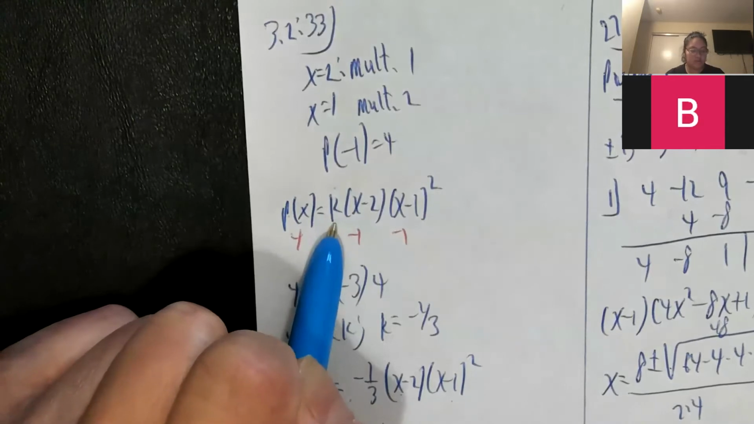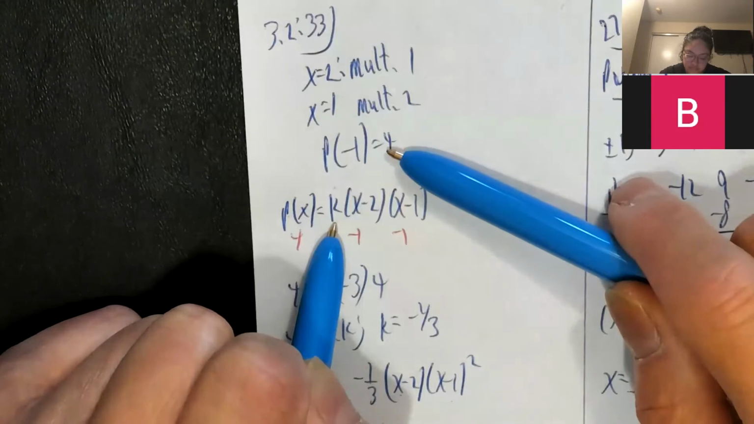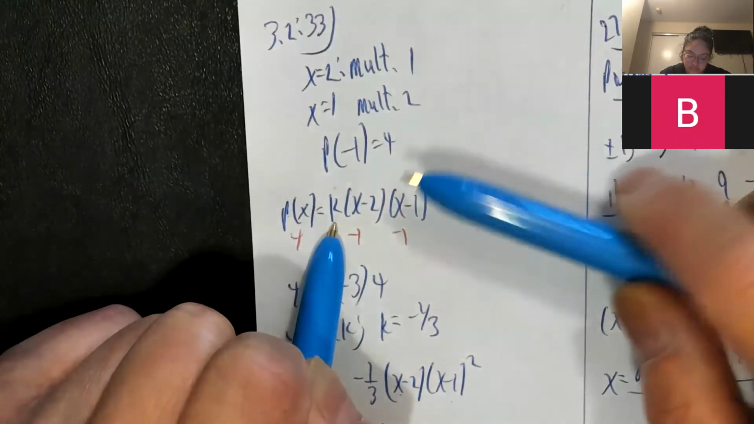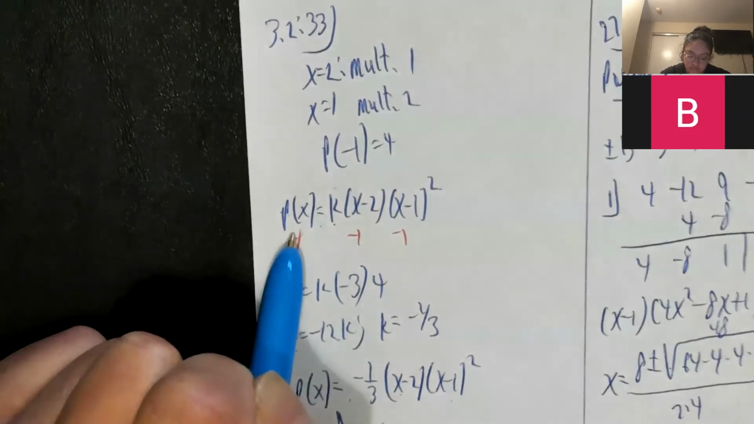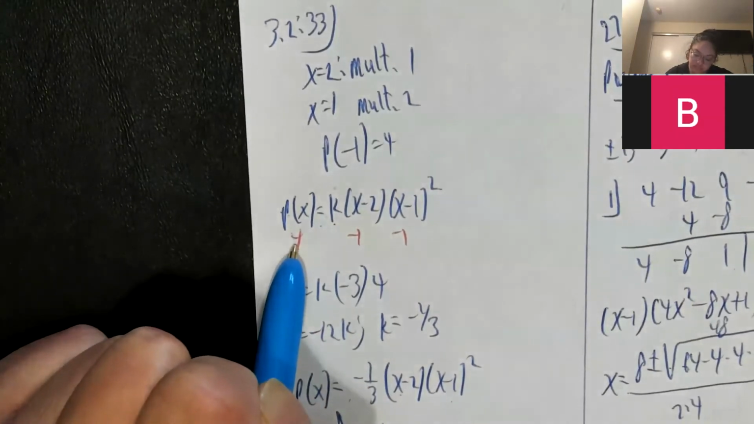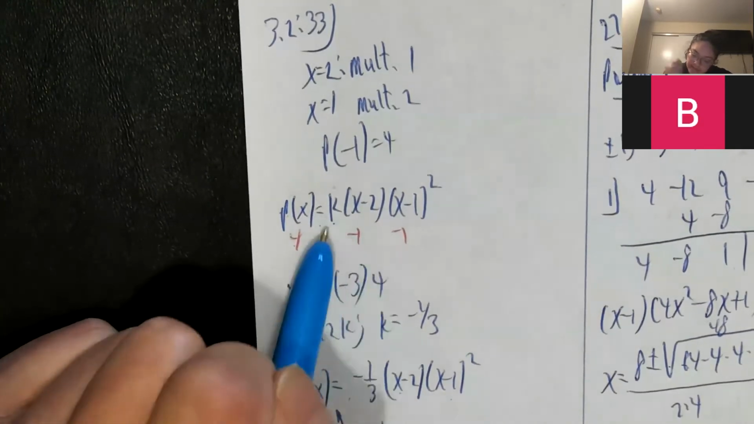How do I find out the k? That's why I use this information. p of negative 1 equals 4. All right, what that means is that if I plug in negative 1, the answer comes out to be 4. So I plug in 4 for y. Say, where's y? I don't see any y. y is here. Plug in negative 1 here, and solve for k.